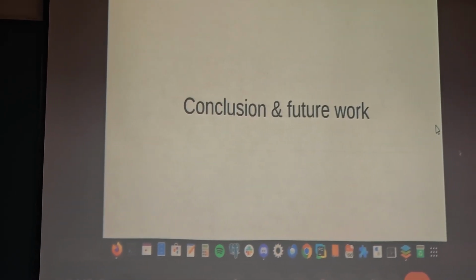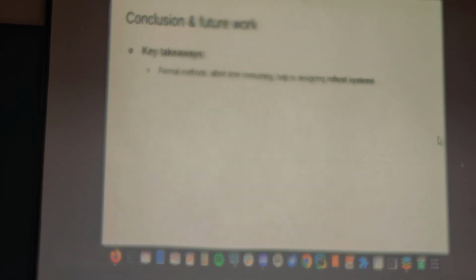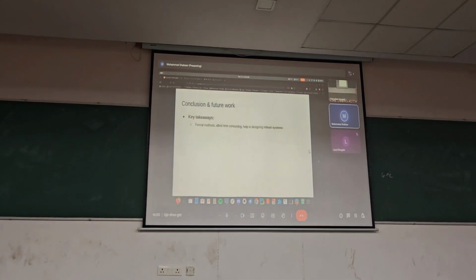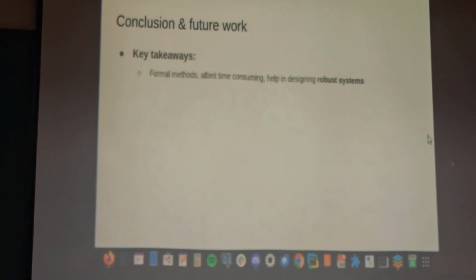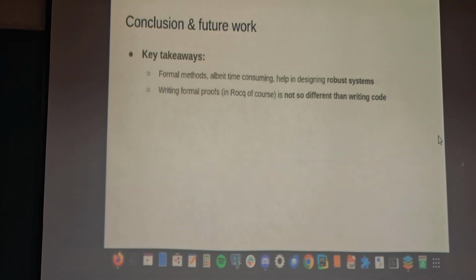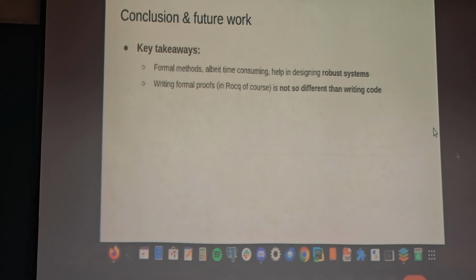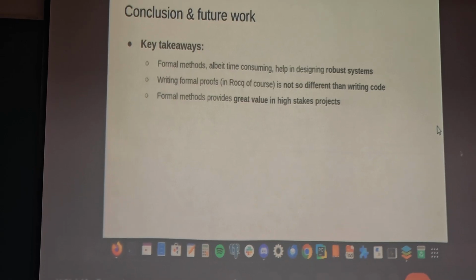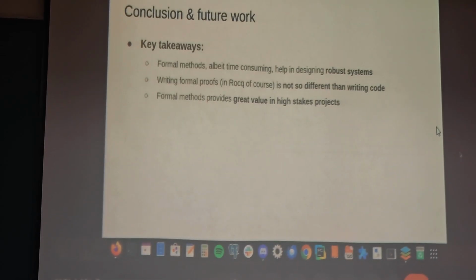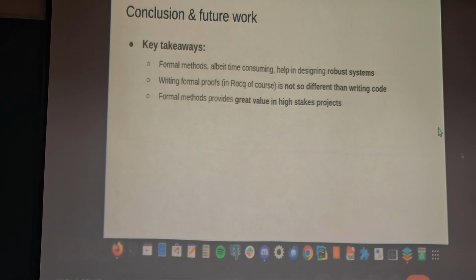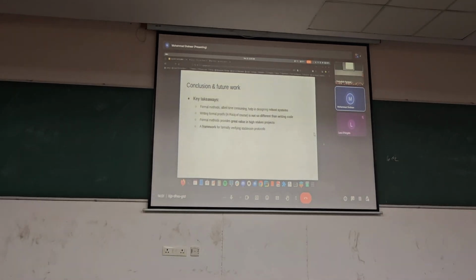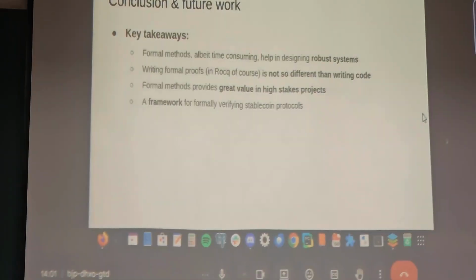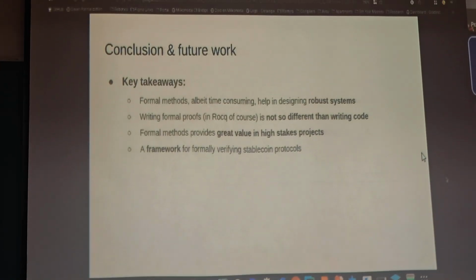So lastly, talking about future work, some of the key takeaways for this talk are: formal methods, although they are time consuming, help us in designing robust systems. And writing proofs in Coq is not different than writing code. This approach provides great value in high stakes projects where there's a lot of money involved or projects are very critical. And we also came up with a framework for verifying stablecoin protocols in general, not just the Gluon protocol.